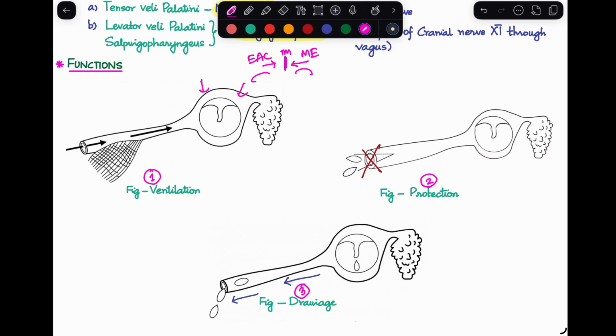So at rest, when you look at the eustachian tube, you will find that the tube is closed, and this tube keeps reflexly opening when you swallow, when you yawn, or when you sneeze. So the purpose is basically that there is never a lot of air pressure developing on the tympanic membrane. It will equalize the air pressure between the external environment and the internal environment in the middle ear.